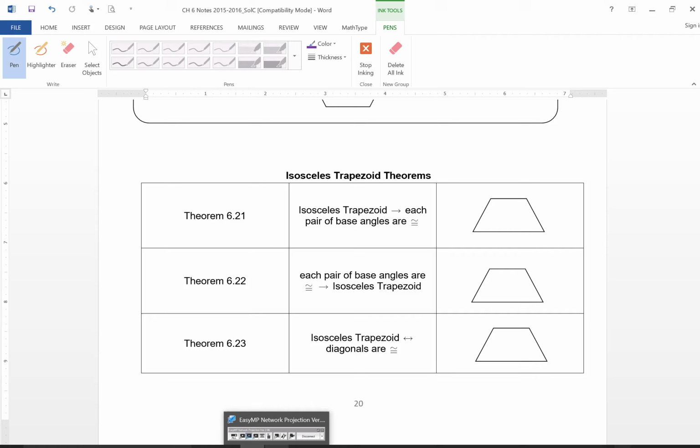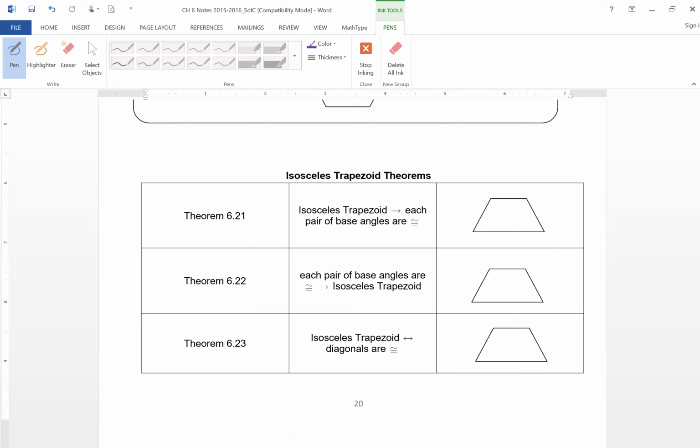Okay. So here's a theorem. In an isosceles trapezoid, each pair of base angles are congruent. So look, here's one pair. Those are congruent. Those two are congruent. And these two are congruent. All right, so the two angles on top are congruent. The two angles on the bottom are congruent.